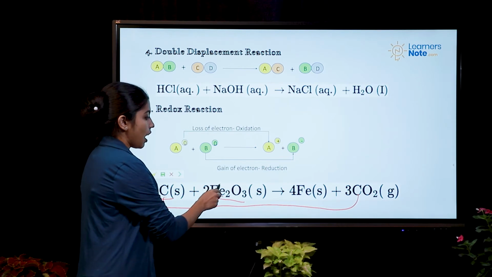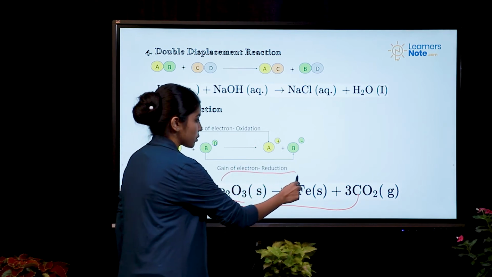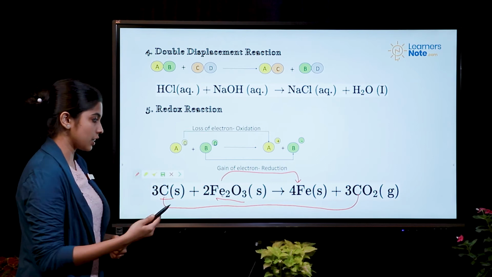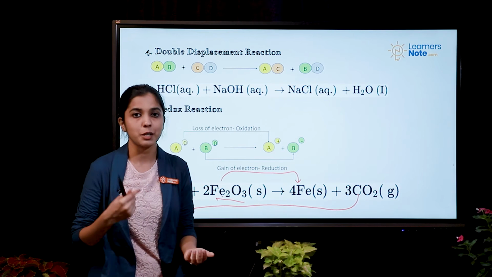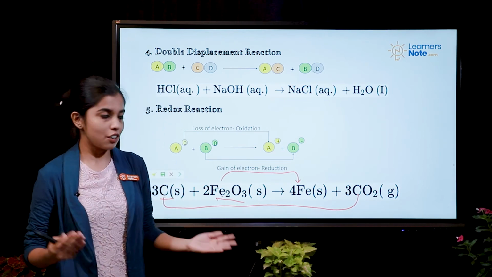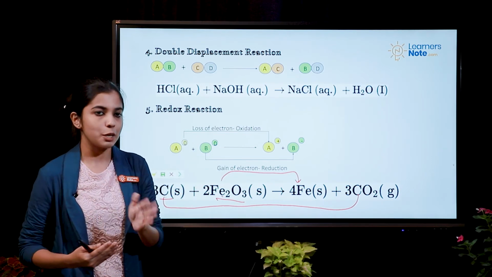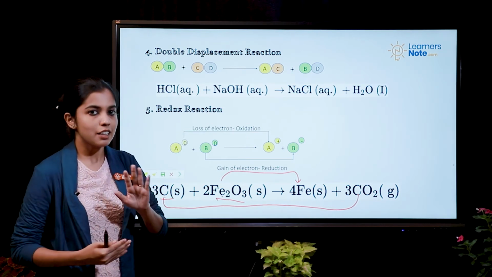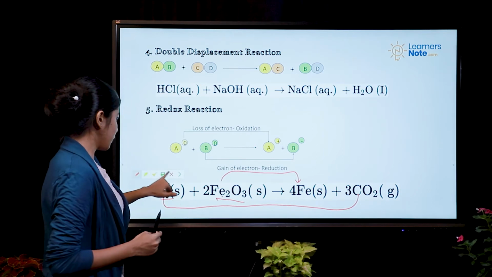Similarly, iron oxide had oxygen and that oxygen is lost and it forms a product iron, which is solid. So that process is called reduction. Here what happens? Oxidation reaction and reduction reaction are taking place simultaneously. That is why it is called redox reaction. Redox reaction is a reaction in which oxidation reaction and reduction reaction take place simultaneously. So these are the 5 basic kinds of reactions that you can see in chemical reactions and equations. Okay.